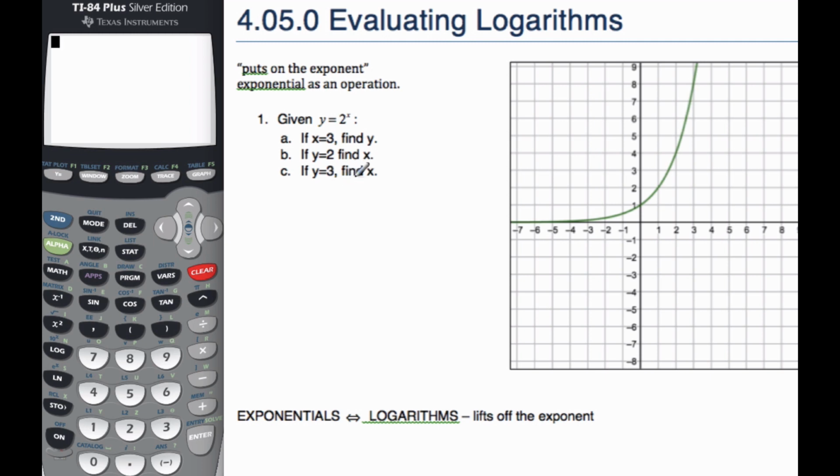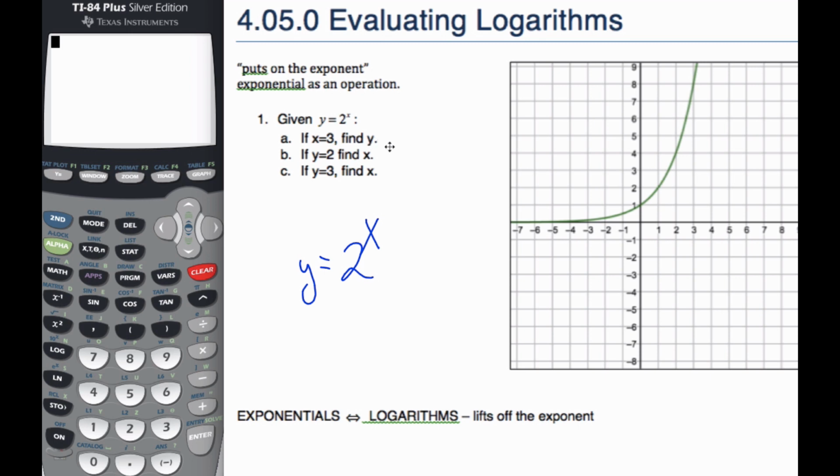But in order to do it, I want to first introduce the idea that if I take my value x and I put it onto the exponent, this is called making an exponential. Putting on the exponential means the variable goes into the exponent. And so this is the function that I've created, y equals 2 to the power x.